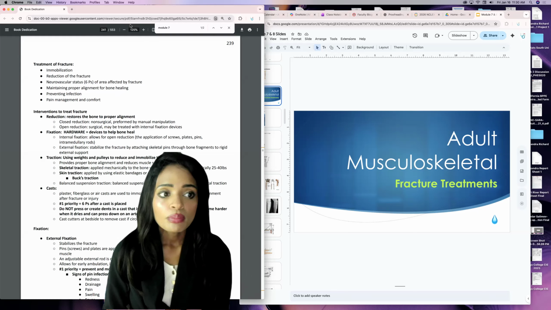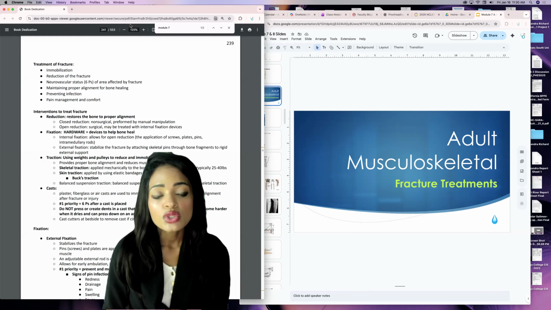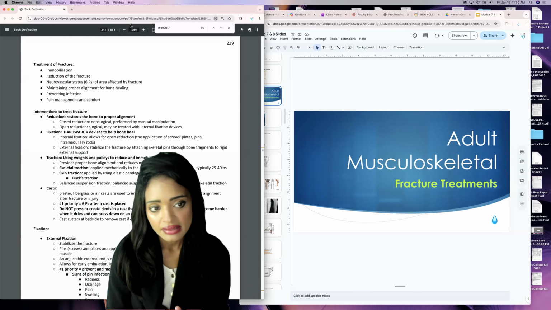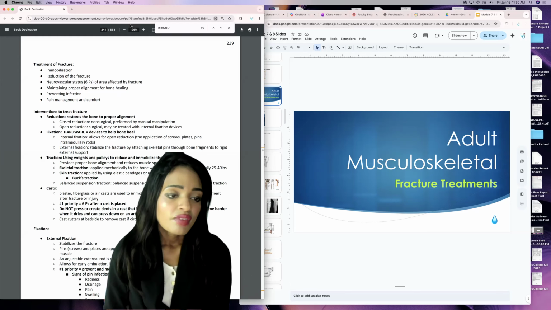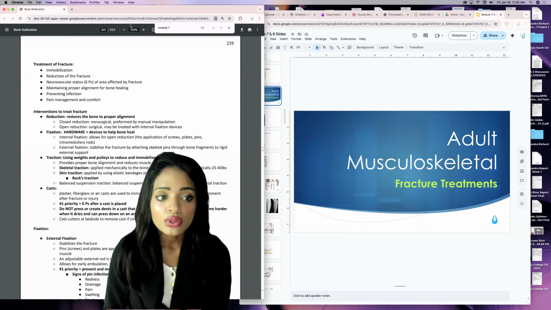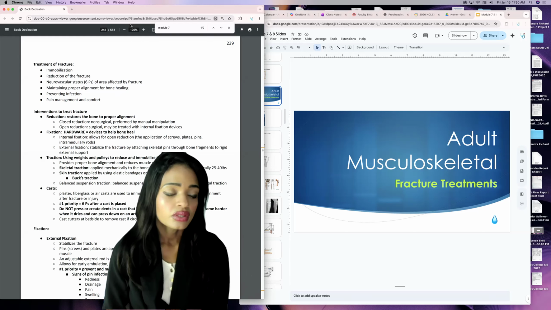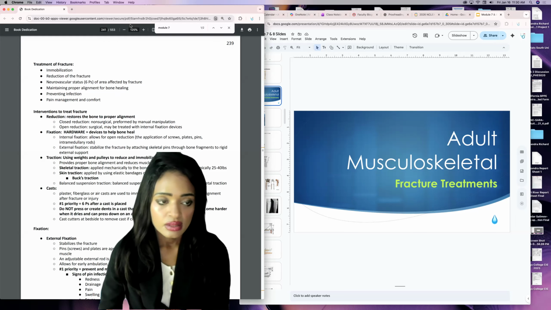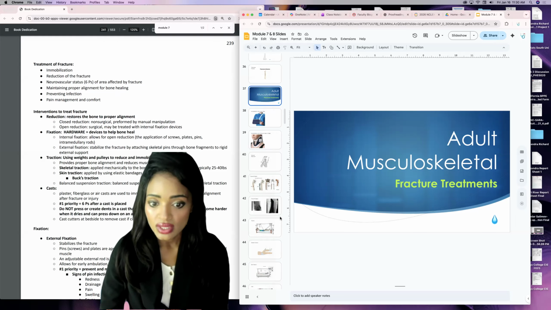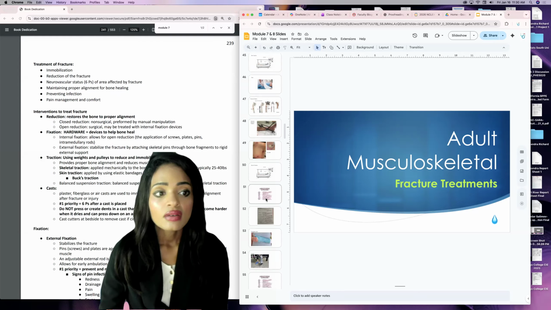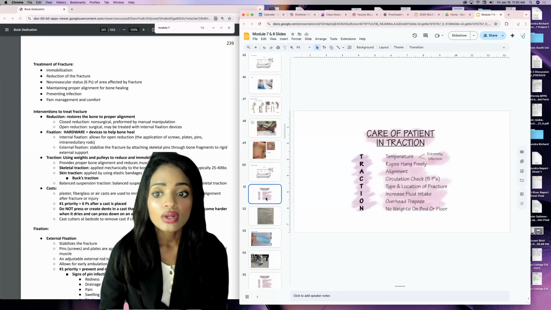Another essential component of fracture is reducing the fracture. Reducing the fracture means you put the bones back in place. The fancy way to say it is to restore the bone to proper alignment. And we're going to talk about that in a little bit. Then the 6Ps, which are essential. They are an essential part of your NCLEX repertoire. We're going to talk about that in just a little bit.